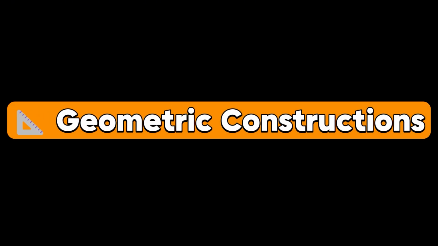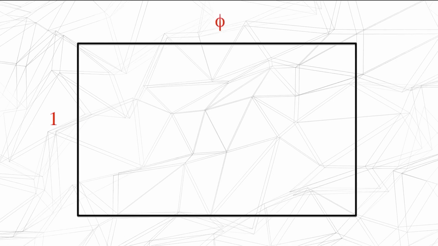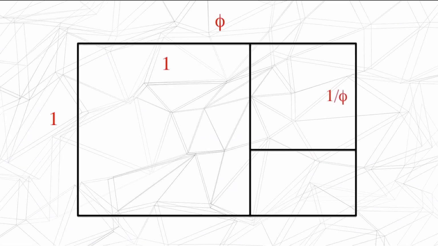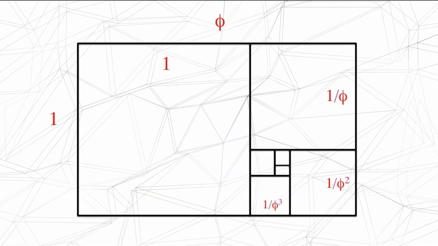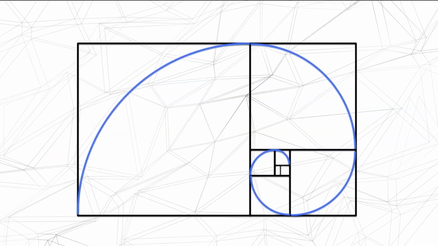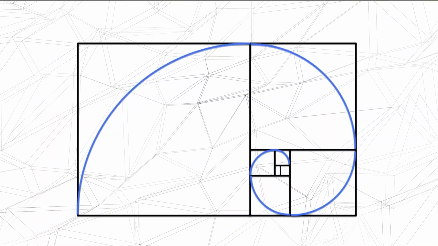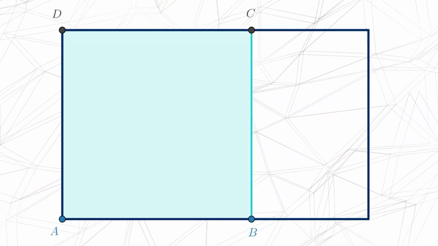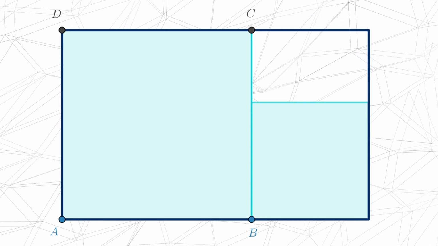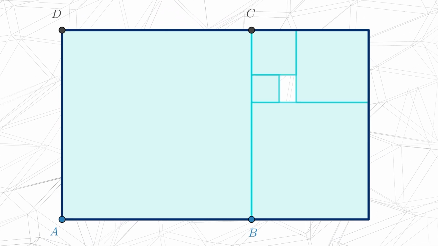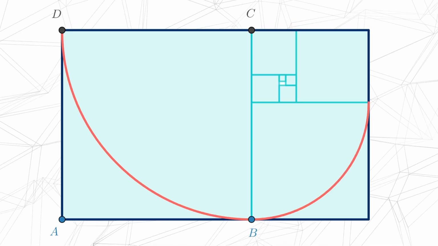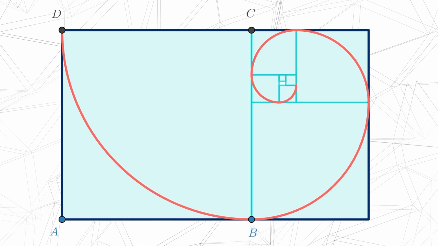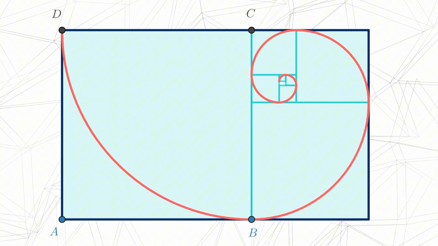Geometric constructions. Now let's return to geometry. A golden rectangle can be subdivided again and again into squares whose side lengths follow the golden ratio. From these squares, people often draw the famous golden spiral, though it is really an approximation, not a true logarithmic spiral. But the deeper question is, can we construct the golden ratio using geometry alone?